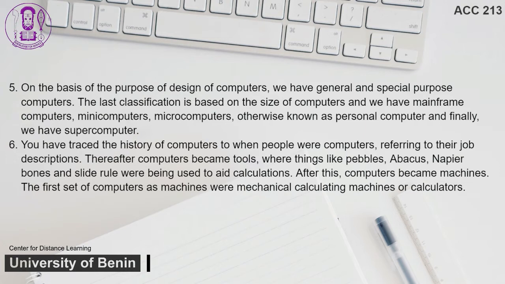6. You have traced the history of computers to when people were computers, referring to their job descriptions. Thereafter, computers became tools, where things like pebbles, abacus, Napier bones, and slide rules were being used to aid calculations. After this, computers became machines. The first set of computers as machines were mechanical calculating machines or calculators.